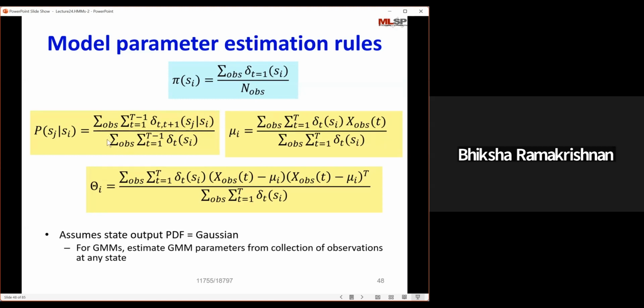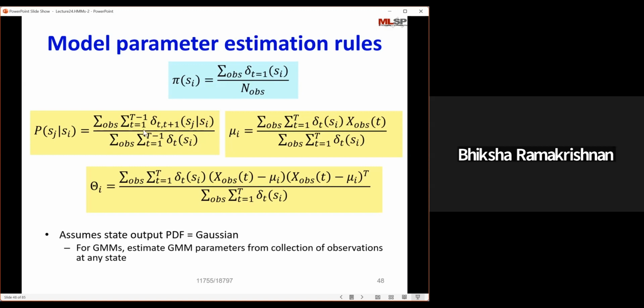This denominator, let's look at the denominator. I'm summing over all observation sequences, from t equals 1 to t minus 1, over all non-terminal observations. The term I'm summing is this delta, which takes the value 1 if the state at time t is Si and 0 otherwise. So what is this denominator computing?